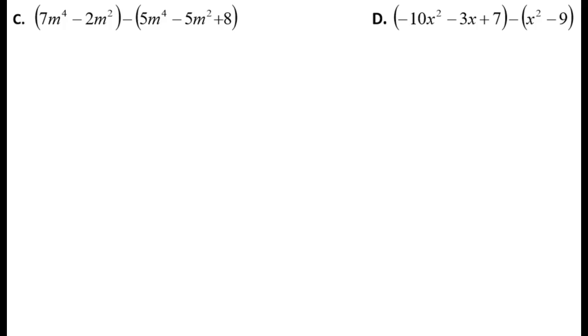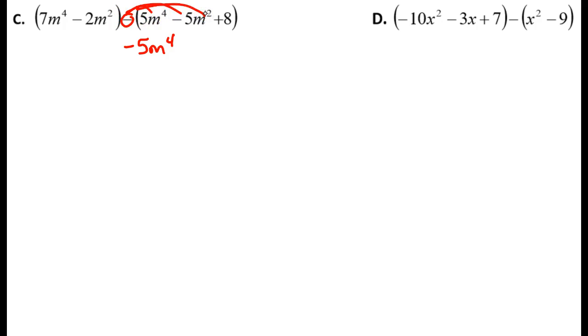In C, the difference between C and D and A and B is that I am dealing with subtraction here. Okay, when we subtract, it causes more issues with the second set of parentheses. The most common mistake that students make when they go to subtract here is they only put the negative with the 5m to the fourth, when in fact you need to distribute that negative to each term.